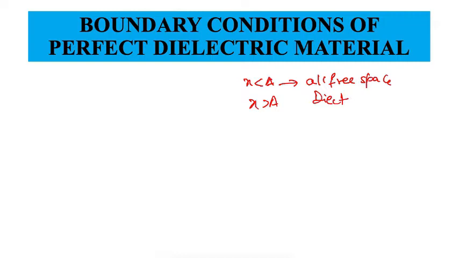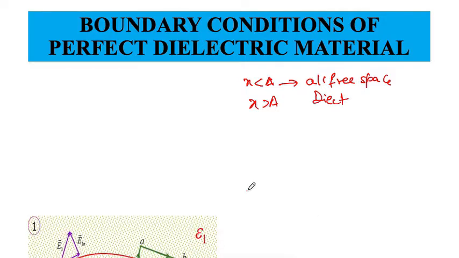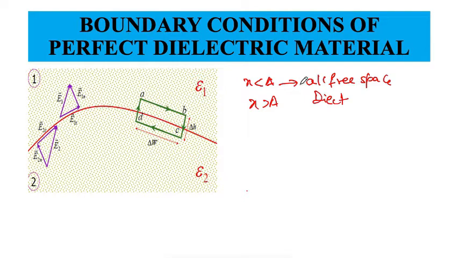What do we mean by boundary condition? Let us place 2 points. Suppose I am just placing 2 different points, 1 and 2, and you take point 1 to be inside one dielectric material and point 2 to be in another dielectric material.